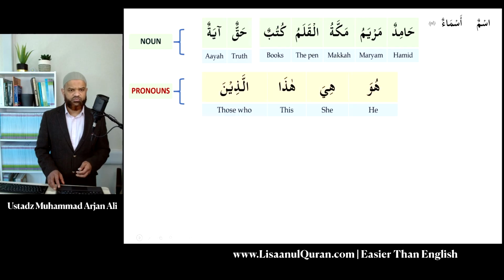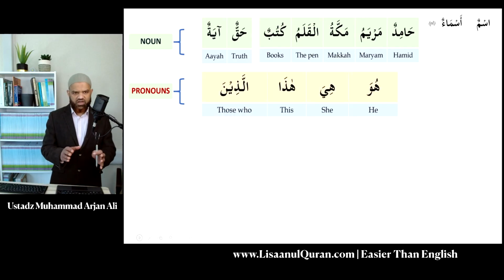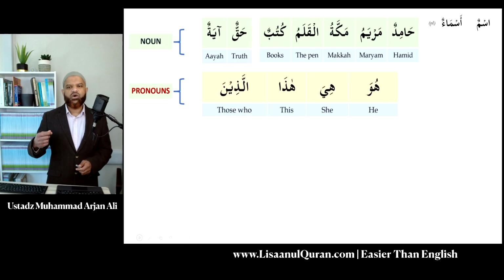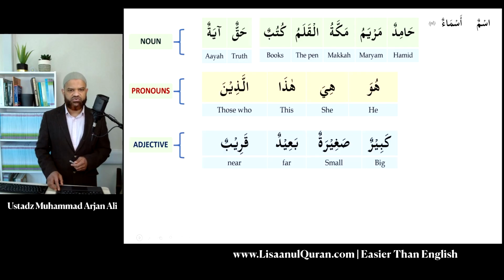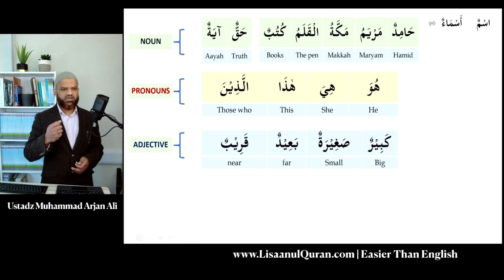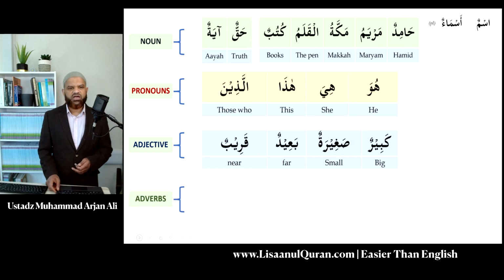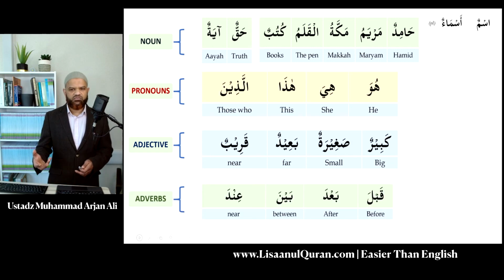Then we have pronouns. Now pronouns are quite a range in Arabic. They're all categories of ism. So for example, huwa, he or she, hada, this, alladhina, those who. So again, we have pronouns as well as that category. We have adjectives describing words. Kabir, big. Saghira, small. Ba'id, far away. Qarib, near. And then we have also adverbs. For example, qabla, before. Ba'da, after. Baina, between. Inda, again adverbs.